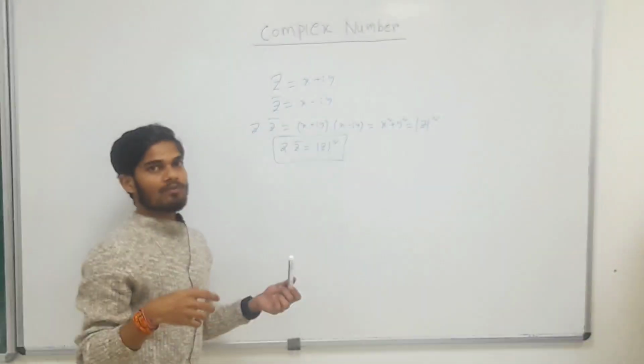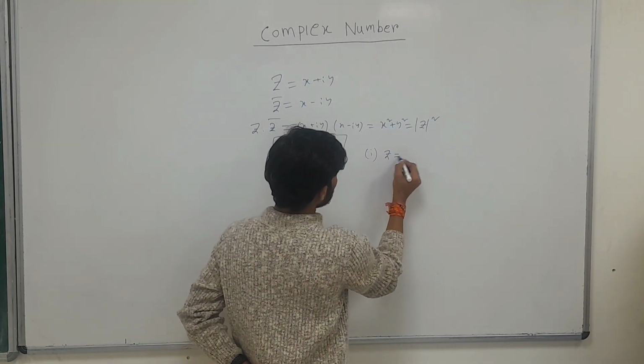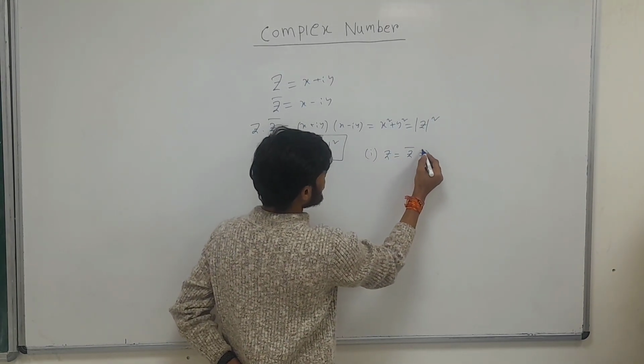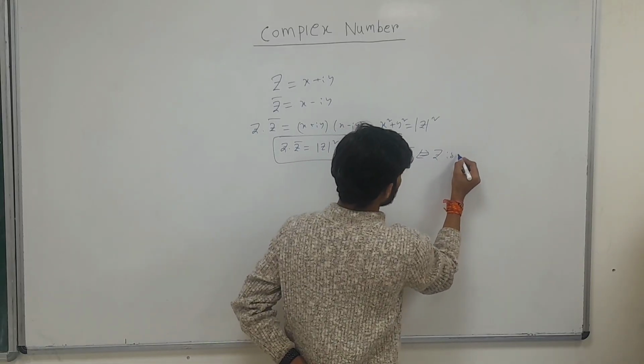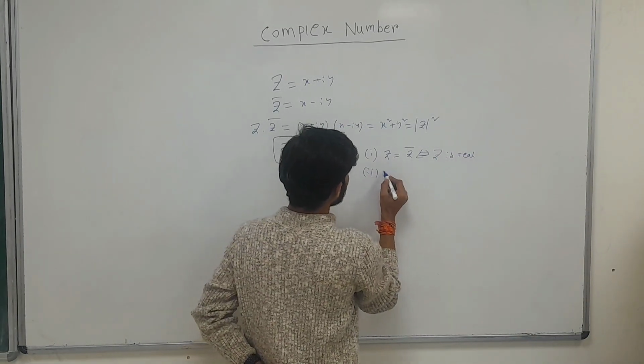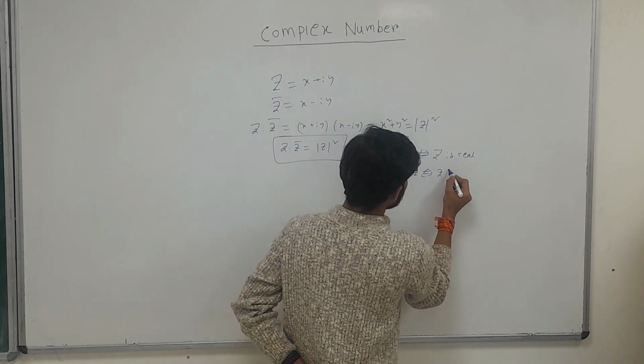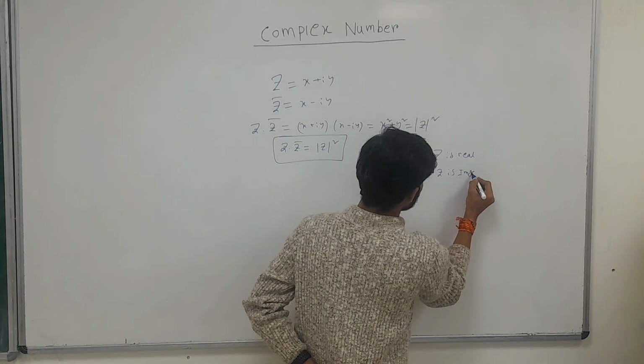Okay, and I will see some properties of complex number. Property number 1: z is equal to z bar if and only if z is real. You can easily prove this. If z is equal to minus z bar, then if and only if z is imaginary.